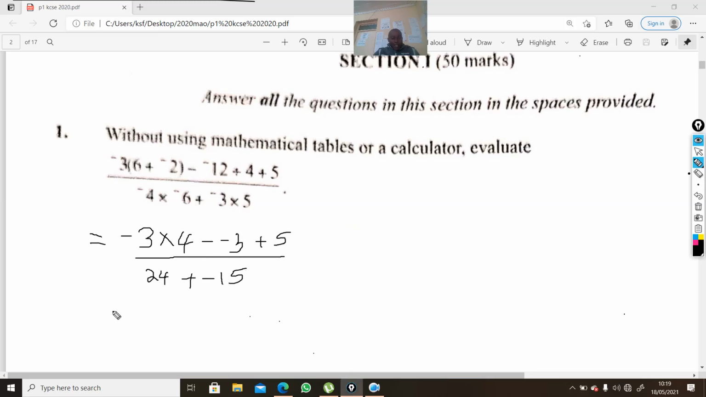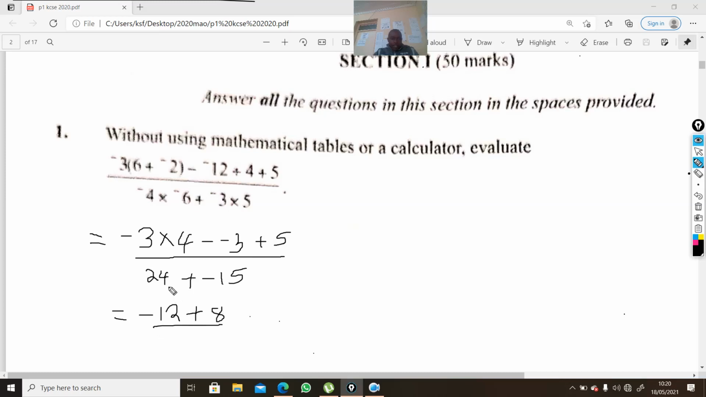So you realize that this gives you negative 12. This is the same as negative 12 plus 8 plus 5, where minus minus 3 becomes positive 3. Plus 5 is positive 8. So plus 8.